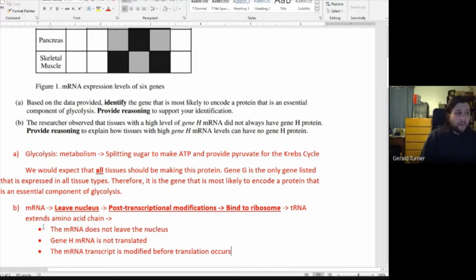So the three possible things that we could have, and you only need one of them, you don't need all three. One of them would be the mRNA doesn't leave the nucleus. The second would be that the mRNA does not get translated. And the third possibility would be that the mRNA transcript is modified before translation occurs.